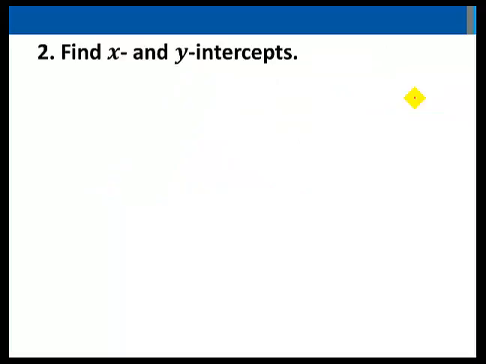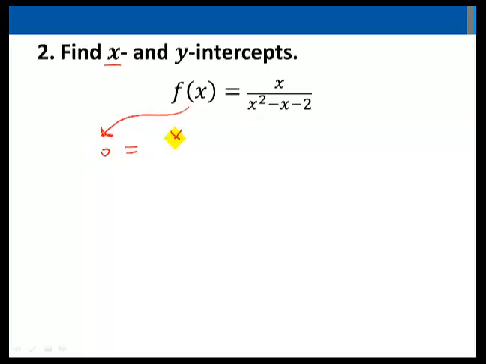next thing we're looking for, which is x and y intercepts. To find x-intercepts, we would set y equal to 0. So for x-intercepts, I will have 0 equals x over x squared minus x minus 2. The only way that my fraction here is going to equal 0 is if the numerator is equal to 0, which would be x equal to 0, and I will have one x-intercept of 0, 0.